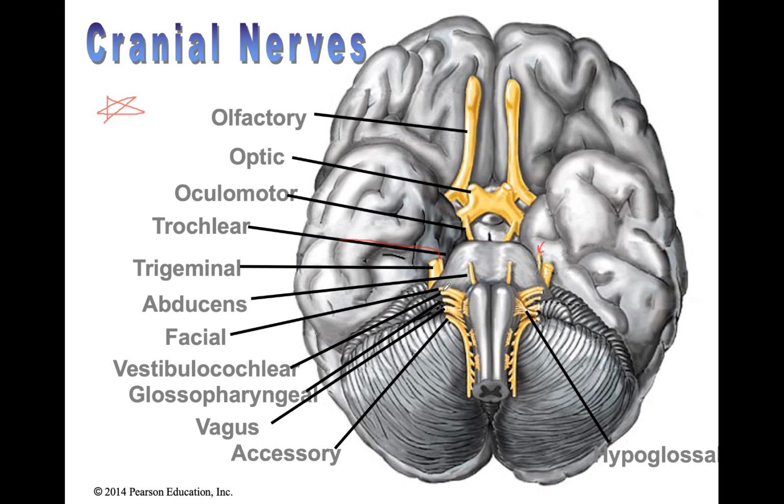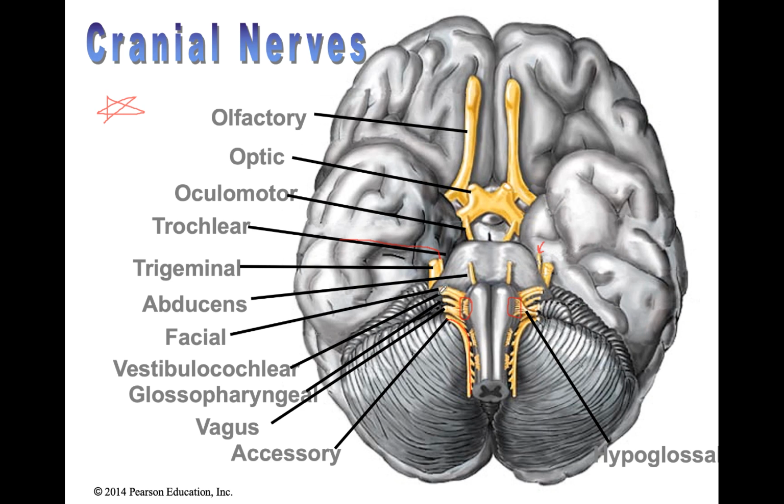Then you have the facial nerve here right at the top, this top nerve right here. Then you've got the vestibulocochlear nerve right below it. Below that, glossopharyngeal nerve. Below that, vagus nerve. Below that, this whole thing is the accessory nerve. And this one in the middle here and in the middle here is called the hypoglossal nerve.